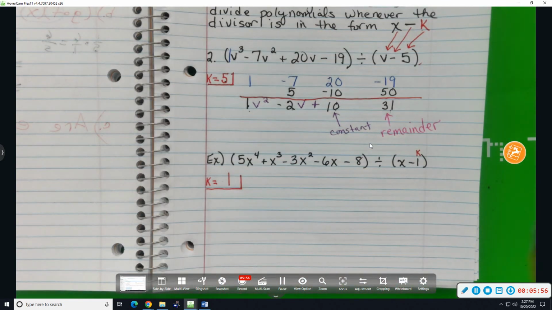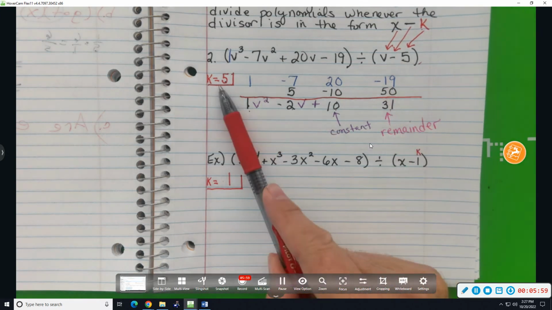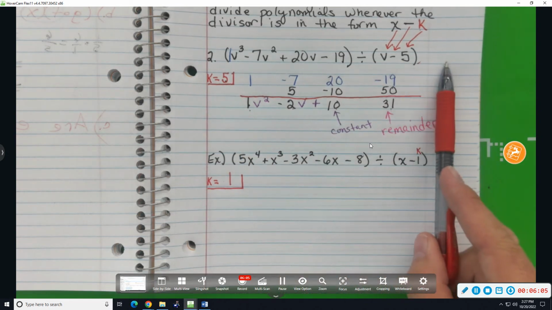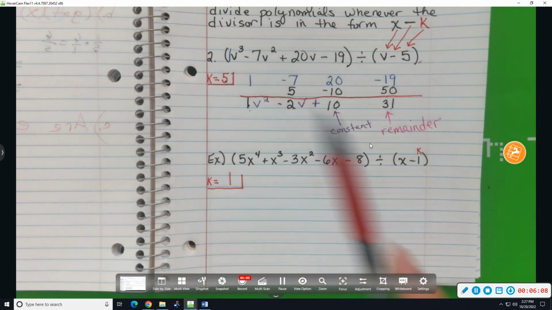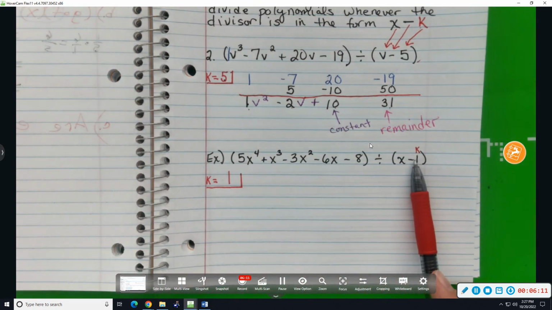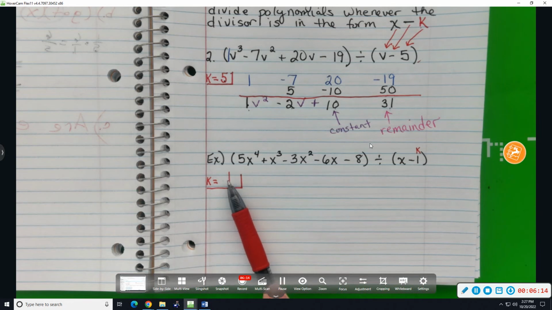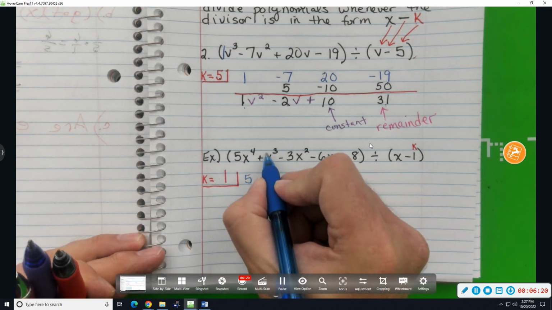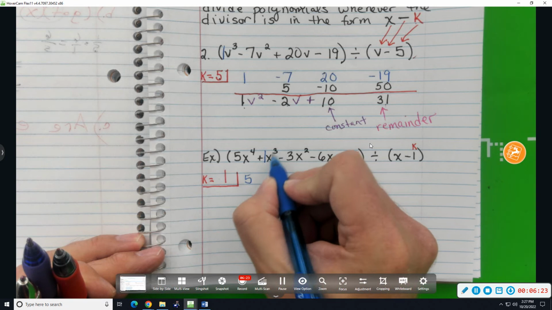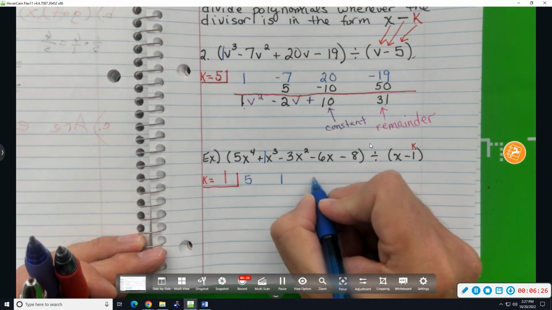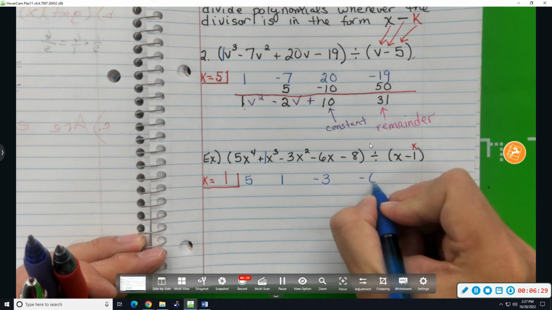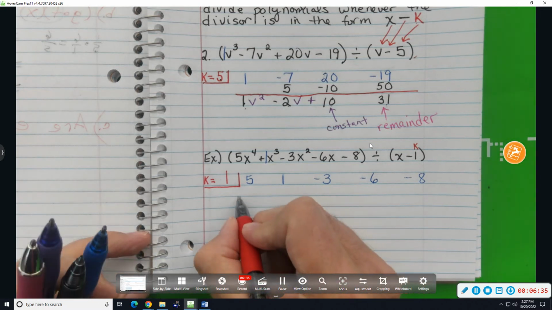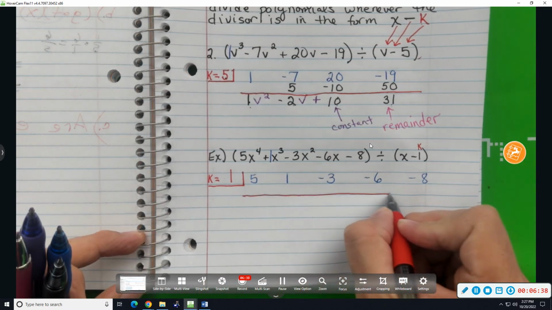You'll notice when you go from the divisor to the k value, the sign's changing. Over here we have a minus 5, but k is a positive 5. Right here we have x minus 1, k is a positive 1. Now, write down those coefficients, 5. Realize there's not a number showing on the x to the third, so we just write a 1, a negative 3, a negative 6, a negative 8. Any questions on how I'm setting this up?